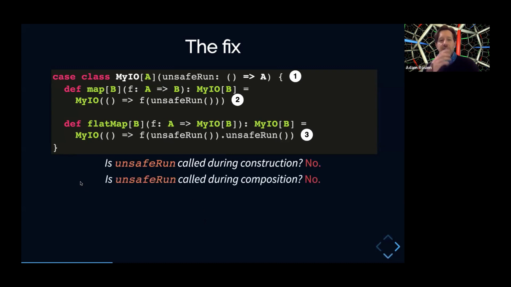So sort of our checklist, we want to make sure that we're not doing side effects now. We want to do our side effects later. So are we calling unsafe run in the constructor? No, we're capturing some effect here. Are we calling unsafe run during composition? So during maps and flat maps and other methods? No, we're always constructing a new my IO. So this means that substitution can be maintained.